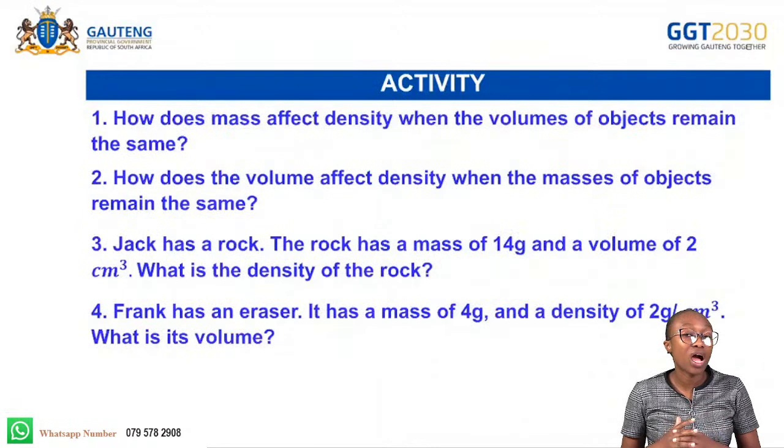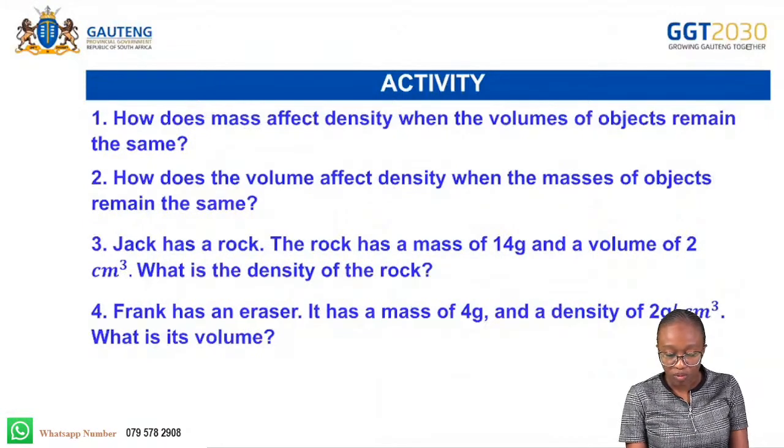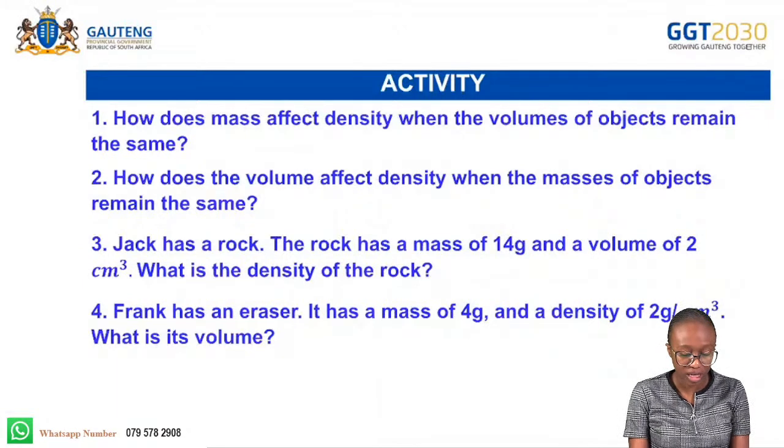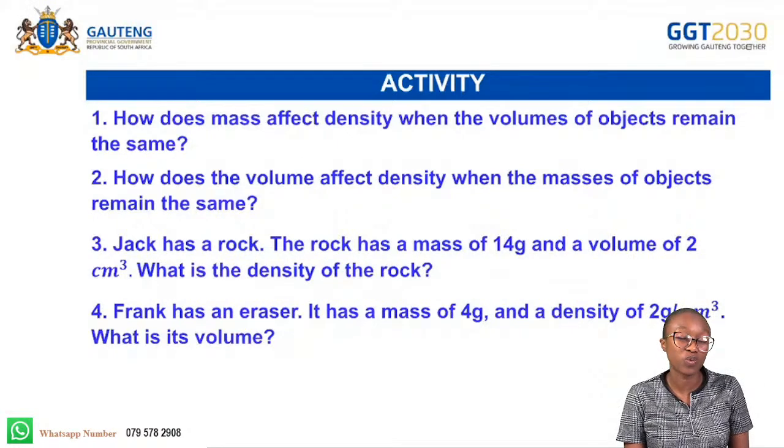Now, which brings us to our second activity. I'll read out the questions for you. How does mass affect density when the volumes of objects remain the same? Number two, how does the volume affect the density when the masses of objects remain the same? And then number three, Jack has a rock. The rock has a mass of 14 grams and a volume of 2 cubic centimeters. What is the density of the rock? And then Frank has an eraser. It has a mass of 4 grams and a density of 2 grams per cubic centimeter. What is its volume? Take 5 minutes to answer these questions. Then after 5 minutes, we will do the solutions together.